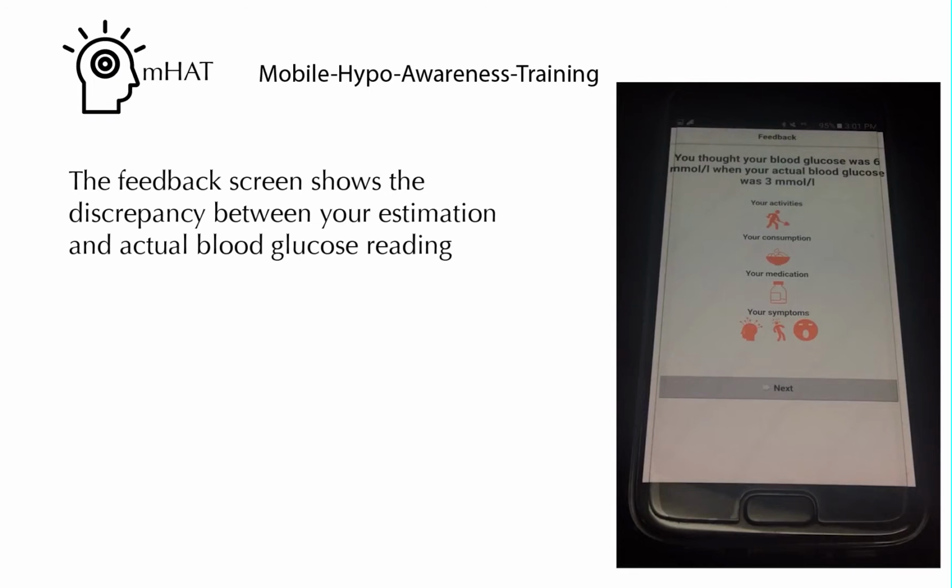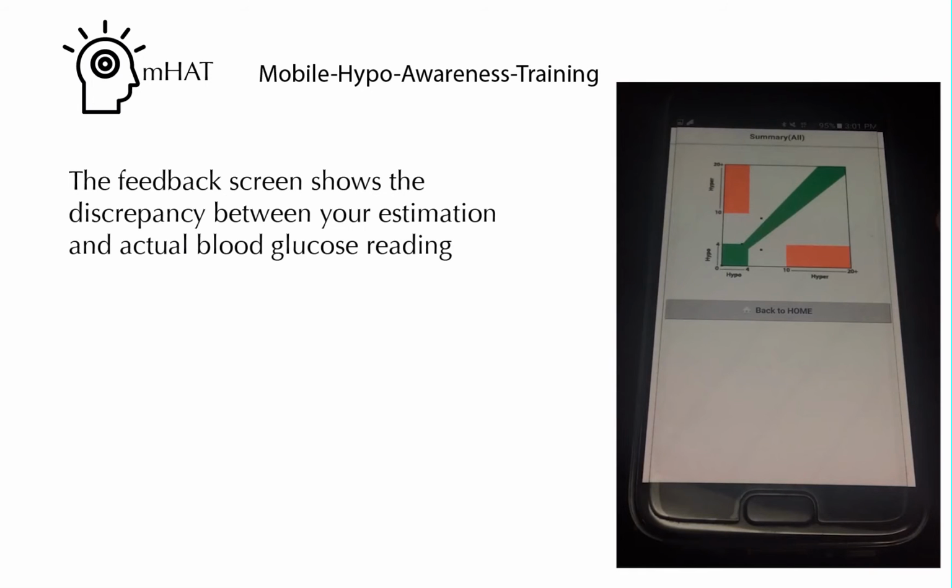Here we see the first summary screen, which details the discrepancy between your estimated and actual blood glucose, provides some information on how you responded to the activities, food and insulin questions, and also what symptoms that you reported experiencing at that time.